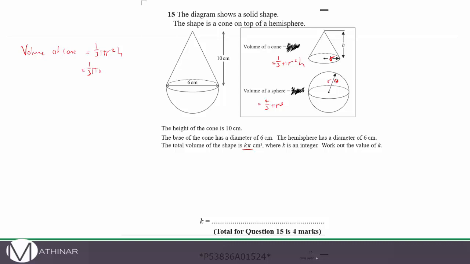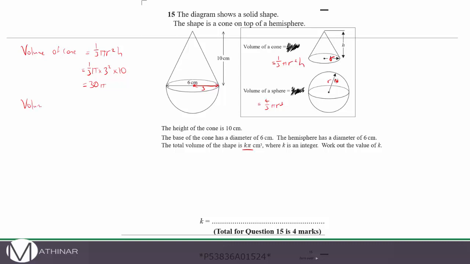Now r is the radius of this cone. So the radius of this cone, well, if the diameter is 6, the radius will be 3. So 1/3 pi times 3 squared times 10. 3 squared is 9, times 1/3 is 3, times 10 is 30, 30 pi. So the volume of a cone is 30 pi.